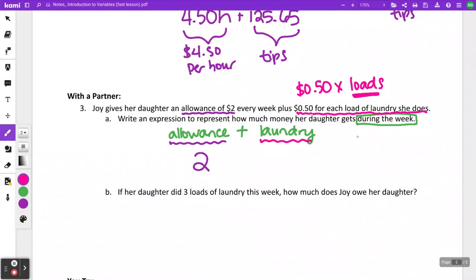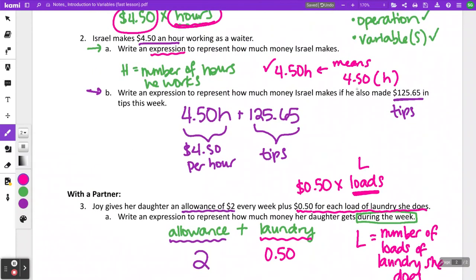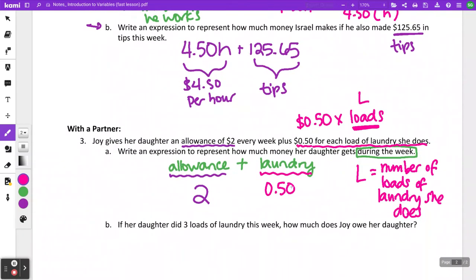So I'm going to need a variable there. You can use whatever letter you want, remember, but I'm going to use the letter L, and I'm going to say L represents not just loads, but the number of loads of laundry she does. And so now that I know my loads of laundry, I'm going to use L to represent it. That means I can represent the total money she gets from laundry by 50 cents multiplied by L. So similar to what we said up here, to show that multiplication, I'm just going to put the letter L right next to my 50 cents.